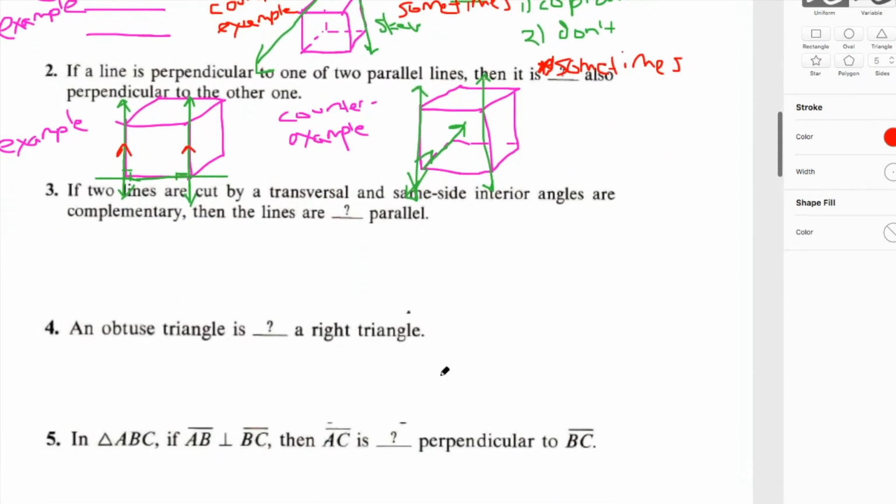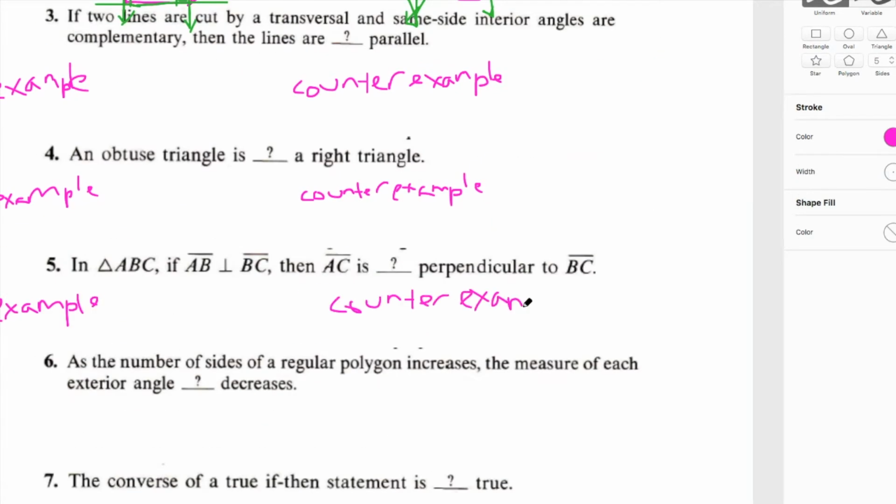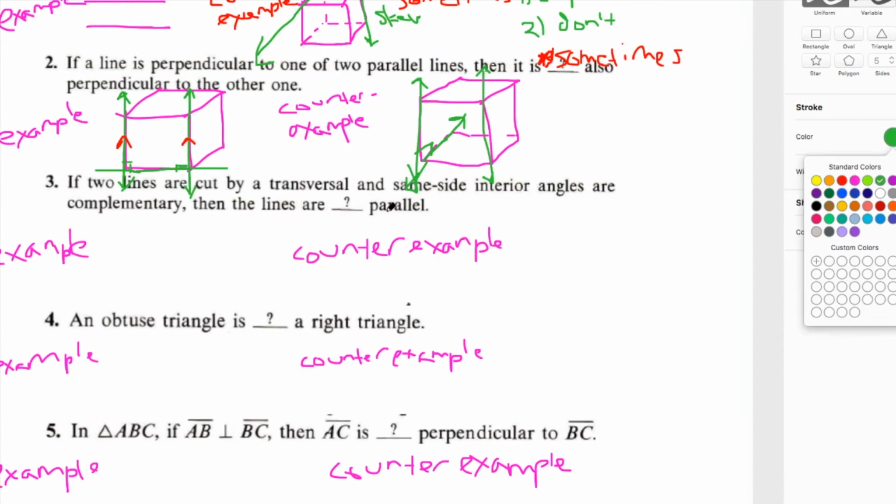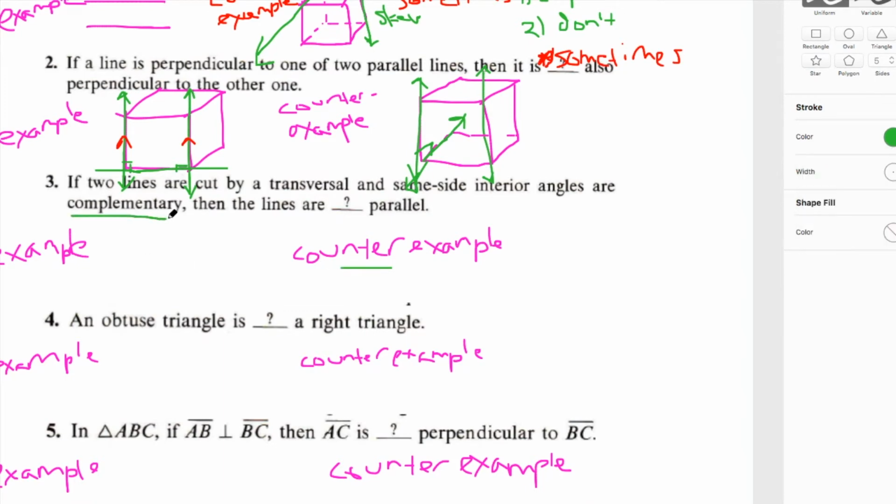Moving on to number 3. If two lines are cut by a transversal and same side interior angles are complementary, then the lines are blank parallel. Think about it for a second. Well, I think on this one, it might be easier to start with a counterexample first, because this is clearly wrong here, because this is not the way that we're used to seeing this.